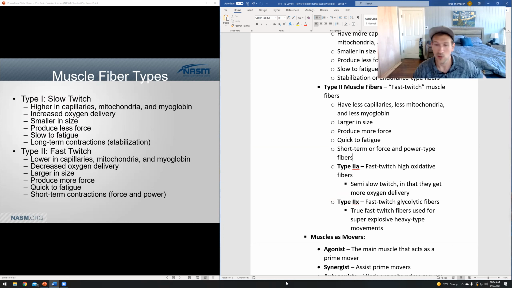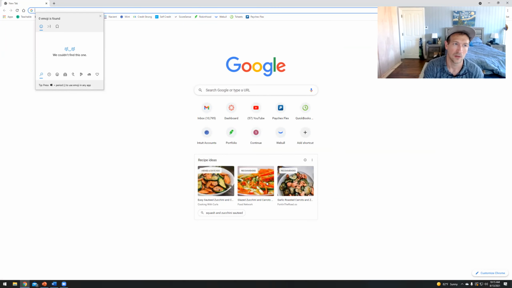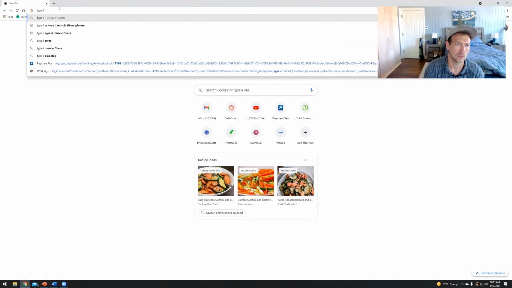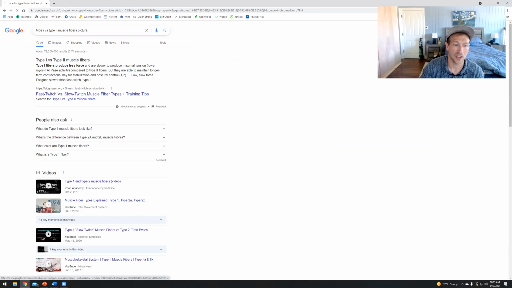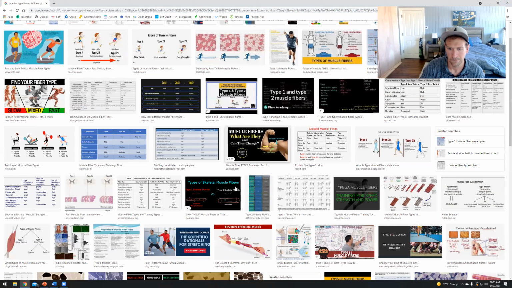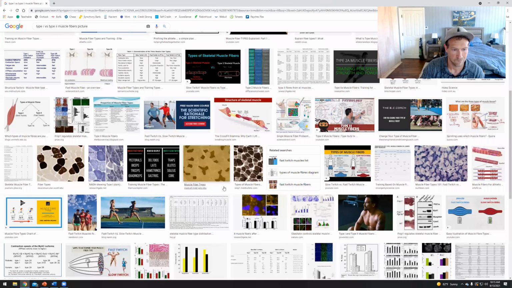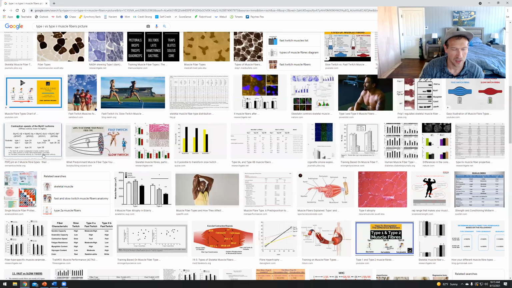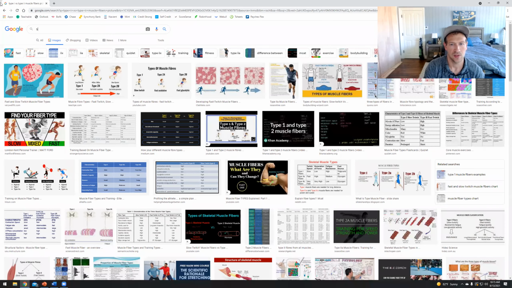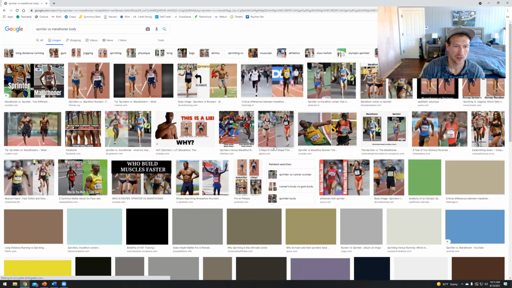Now, obviously, you can develop your body to develop either more of these. If we look at the two very different types of athletes here, sprinter versus marathoner. There we go.